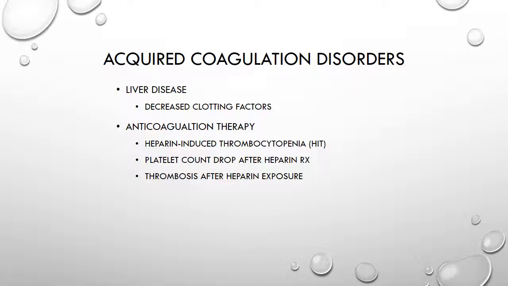Some other coagulation disorders that we can look at are definitely liver disease. We have cirrhosis, we have hepatitis, we have basically anything that's causing a liver disease. We can have a disruption or a decrease in the clotting factors. Some other coagulation disorders can be specifically related to anticoagulation therapy, specifically referring to heparin-induced thrombocytopenia.